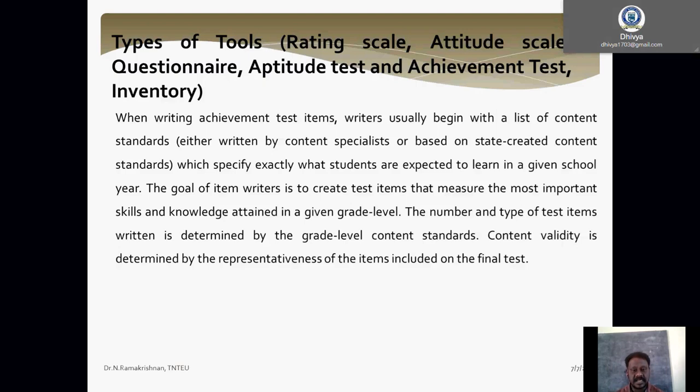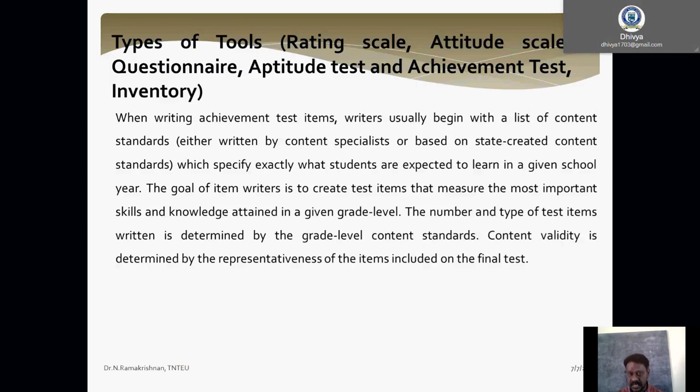And when writing achievement test items, writers usually begin with a list of content standards, either written by content specialists or based on state-created content standards, which specify exactly what students are expected to learn in a given school year. The goal of item writers is to create test items that measure the most important skills and knowledge attained in a given grade level. The number and type of test items written is determined by the grade level content standards. Content validity is determined by the representativeness of the items included on the final test.